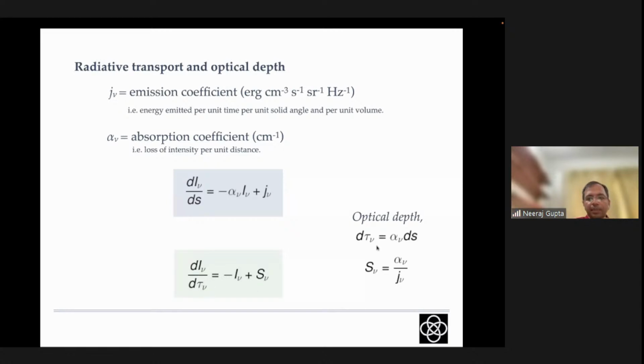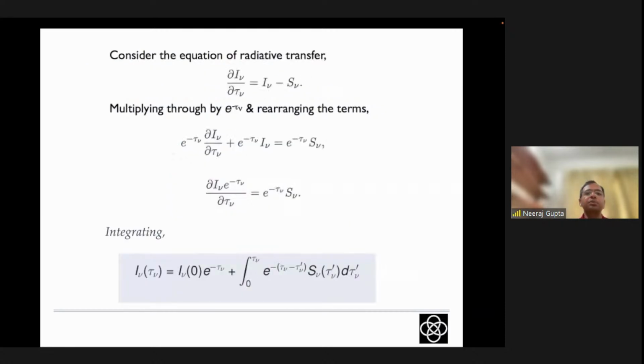And optical depth is defined with alpha nu being the absorption coefficient and ds being the path length. Even if some of you are unfamiliar with this or not following this algebra, but are interested to know more about it, you can look at the first chapter of Rybicki and Lightman. But what we are trying to do here is determine how the radiation, as it propagates through an intervening cloud, gets modified.